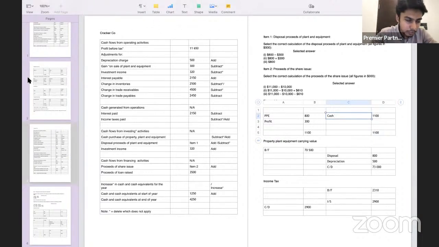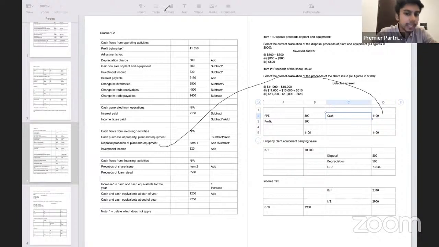Now, can you look at this part? Cash. Disposal of an asset is part of investing activity. When you sell an asset, it's an investing activity, but you can't write the answer because it says item number 1. So item number 1 means you should select from here. See, item number 1, 1,100. How did you get the answer? Select it. How did we get 1,100? 800 plus 300.